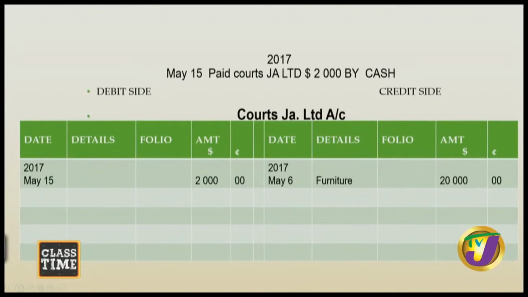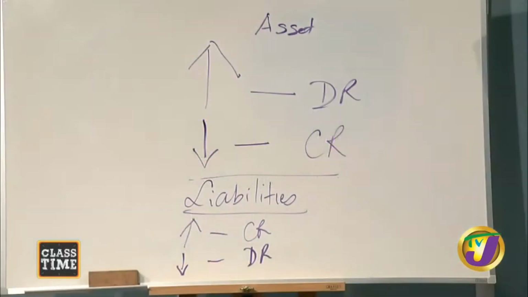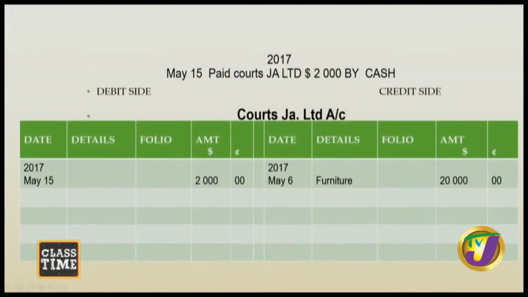Now, we happen on May 15 to pay Courts $2,000. In paying Courts, we are going to decrease in liabilities. Let's go back to this. Whenever there's a decrease in liabilities, we are going to debit. So here we go on the debit side of the account, and we will put in our date, 2017, May 15, the amount $2,000. And what do you think will come in the details?